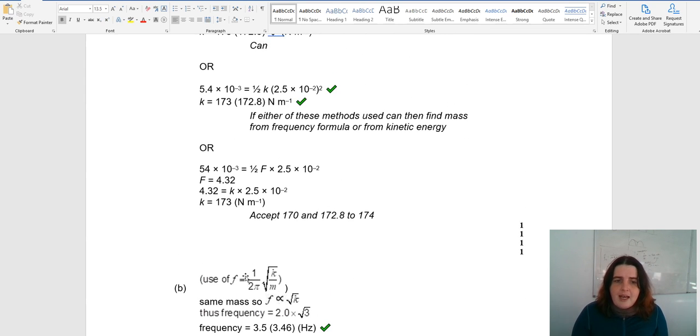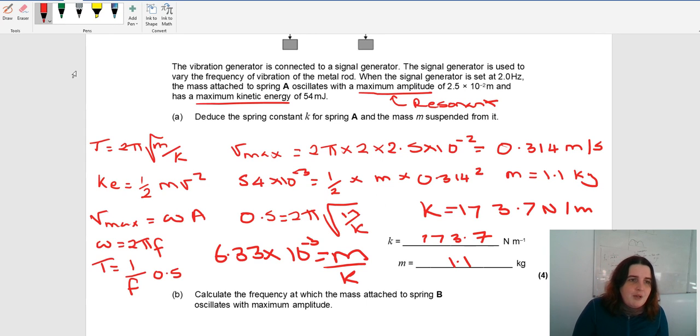Or they were looking at F equals kx as well. So there's numerous methods you could use to work that out. But in essence, you would get 1 mark for each of the answers and 1 mark for the method of each of your answers as well for 4.